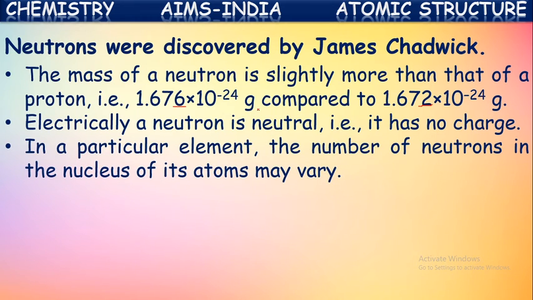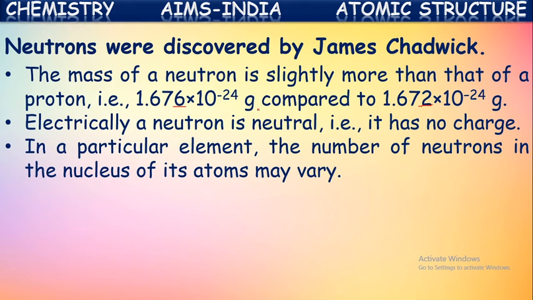In a particular element, the number of neutrons in the nucleus of its atoms may vary. Some atoms may have a certain number of neutrons, but some other atoms of the same element may have fewer or more neutrons. So the number of neutrons may not be the same in all the atoms of an element. They may vary, and because of this, different isotopes exist for an atom. We are going to see about isotopes in the next classes.